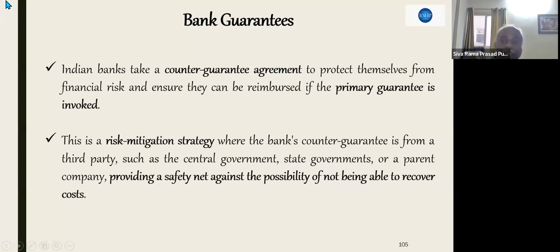This is a risk mitigation strategy, where the bank's counter guarantee is from a third party, such as the central government, state government or parent company, providing a safety net against the possibility of not being covered. In the case of big projects, the state governments are also giving counter guarantees. Highway authorities, some central government guarantees are also given. State government guarantees are also given.